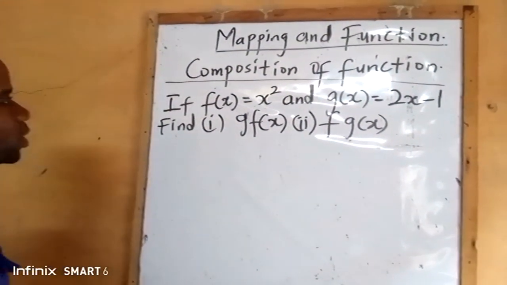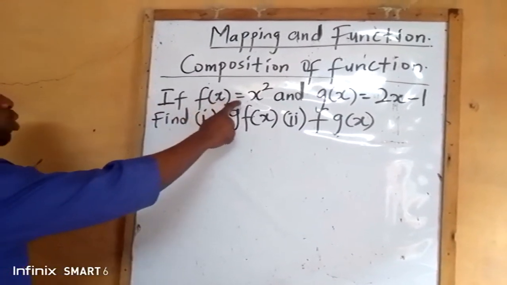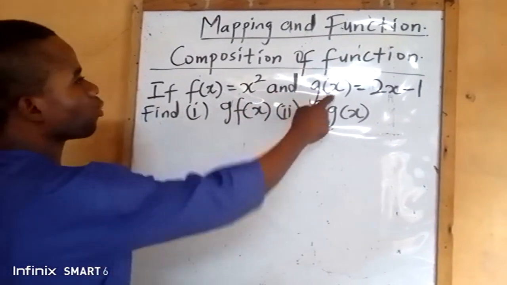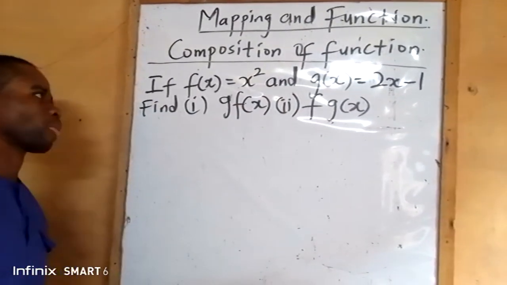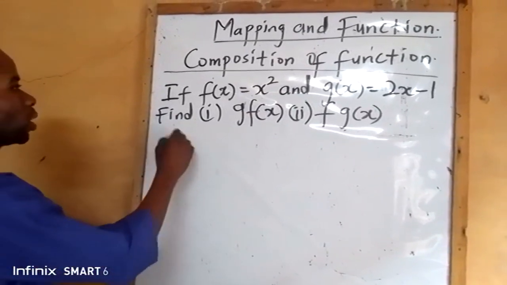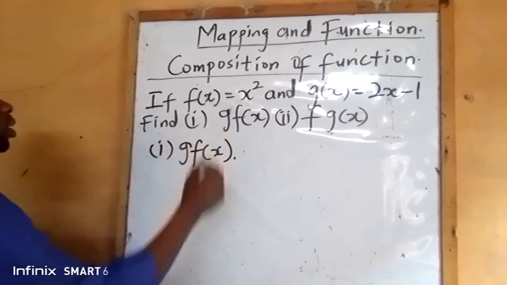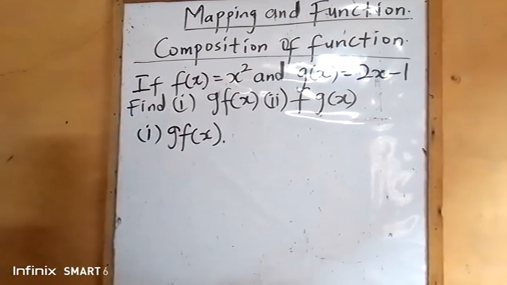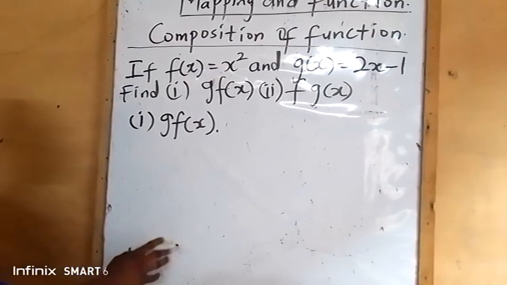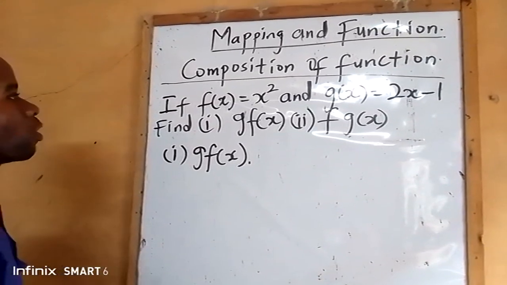Now, let's take a look at these examples. They say if f of x is x squared, and g of x is 2x minus 1, find, Roman figure 1, g of f of x. Now, if you follow this, g of f of x, there are two functions together. That's what we call the composition of functions.